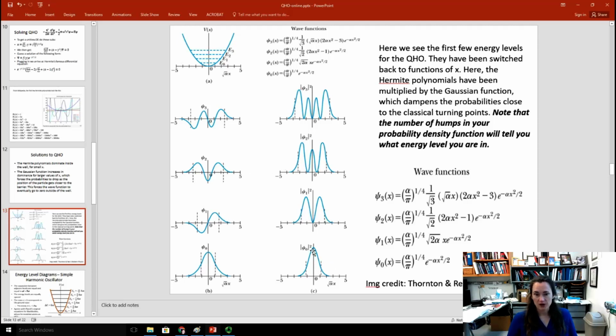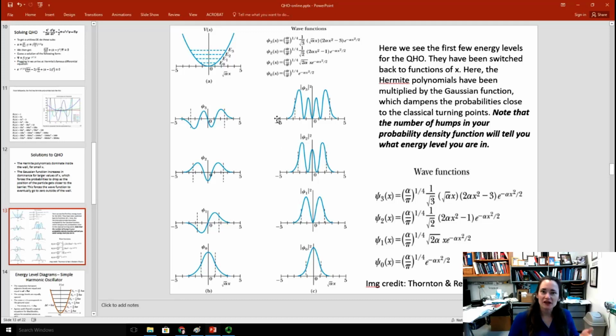One thing to take home is that you've got a certain number of humps in the wave function, and that number of humps kind of gives you the answer to the energy level. So if you've got one hump here, basically a Gaussian function, then that is the ground state. 2 humps, first excited state. 3 humps, second excited state, and so on and so forth, okay? Hump, by the way, is a very technical term.